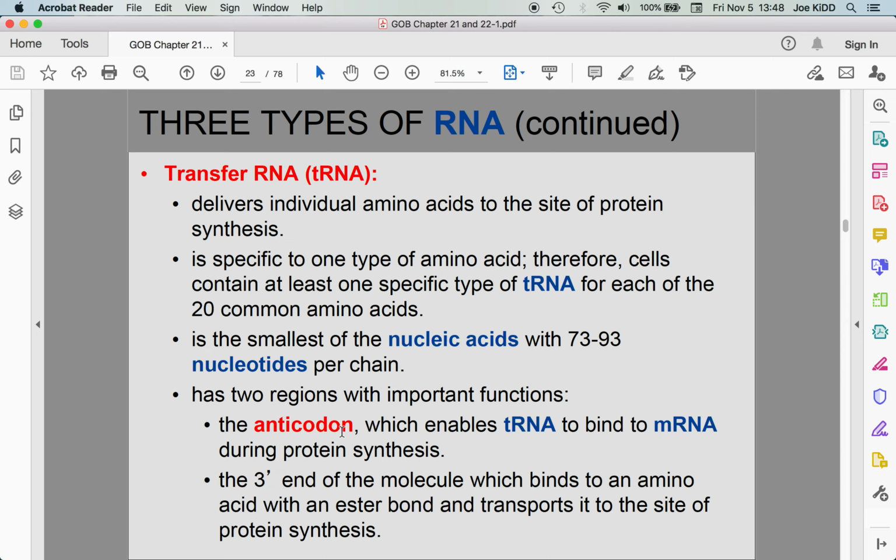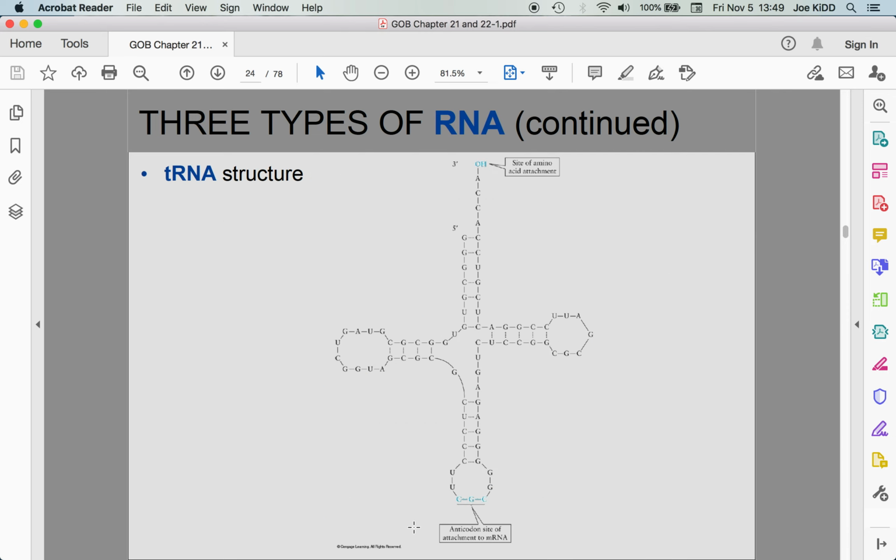There are two important regions of tRNA. The anticodon, which allows the tRNA to bind to the mRNA, right? And this will allow the mRNA to tell the tRNA which amino acid to pick up. And then we also have the side of it that will bind to the amino acid ester and bring it through transport to the protein synthesis site.